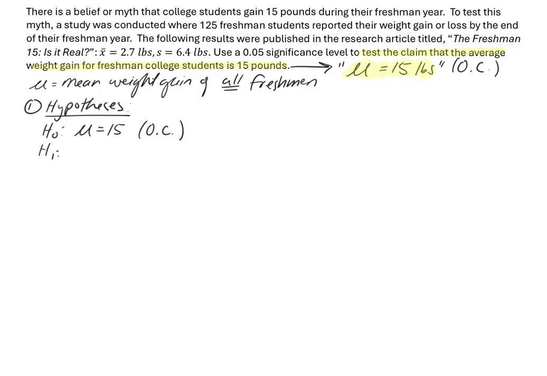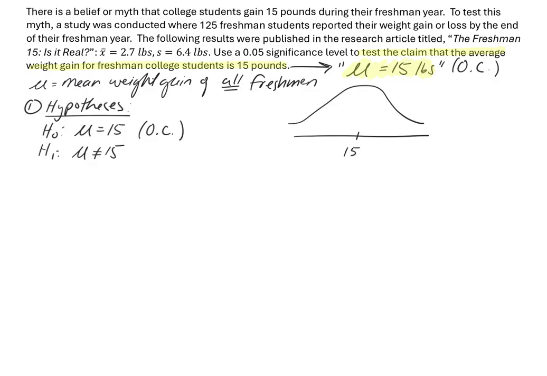And then we ask, what if that is not true? Then the alternative is that the average weight gain is not 15 pounds. This also lets us know that we have a two-tailed test. What I mean by that is, on the bell-shaped curve here, we assume that students gain on average 15 pounds.